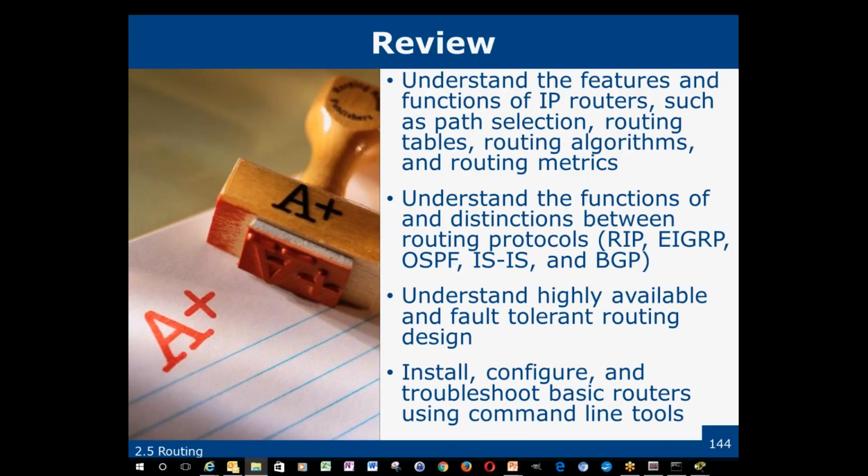Let's see. What does it mean if a routing protocol converges in a steady state quickly?